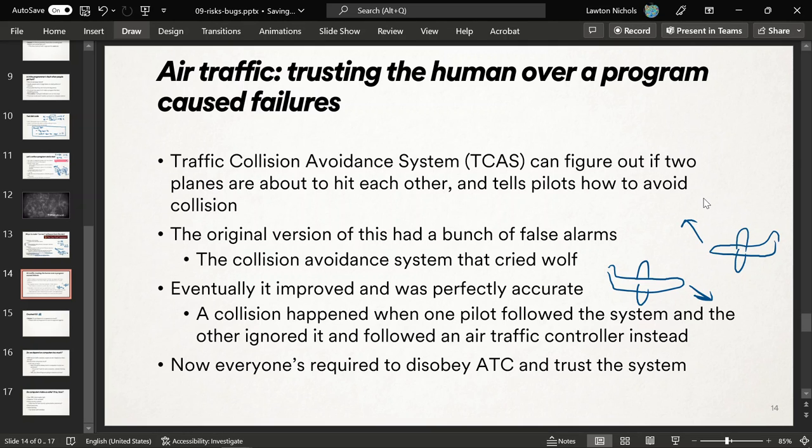Plane over here, increase altitude, or turn left, turn right, all that kind of stuff. It would tell the pilots how to avoid the potential collision. That's very useful to have, right? So, unfortunately, this was kind of like the program that cried wolf.